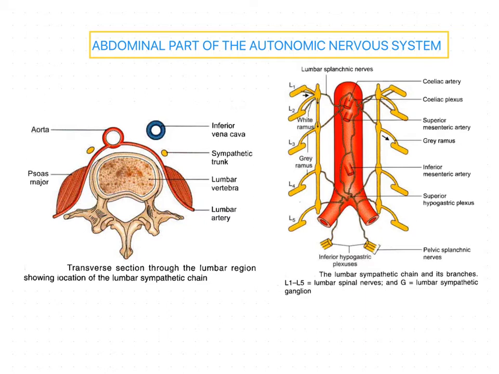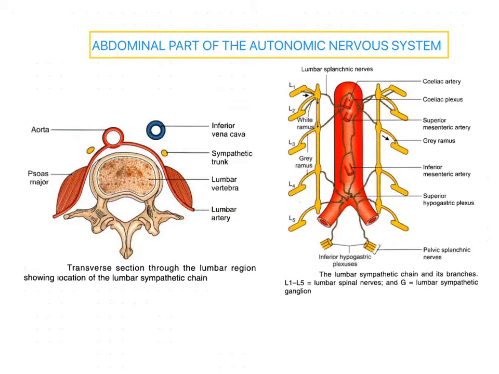Dear students, welcome back. Now in this session we are going to discuss the abdominal part of the autonomic nervous system. The abdomen is supplied by both the sympathetic and parasympathetic nerves. The sympathetic nerves are derived from two sources.